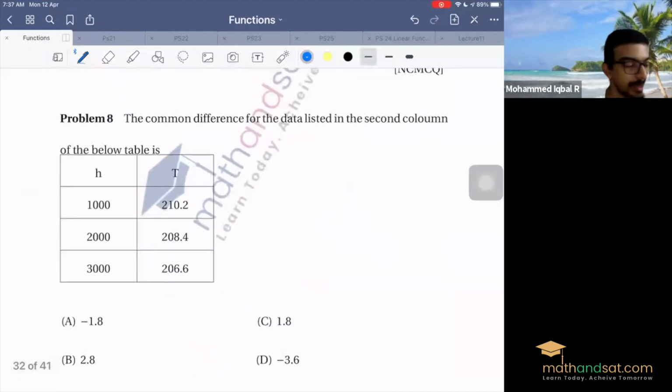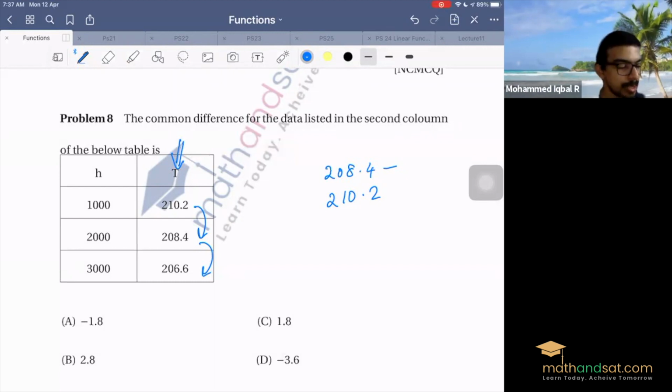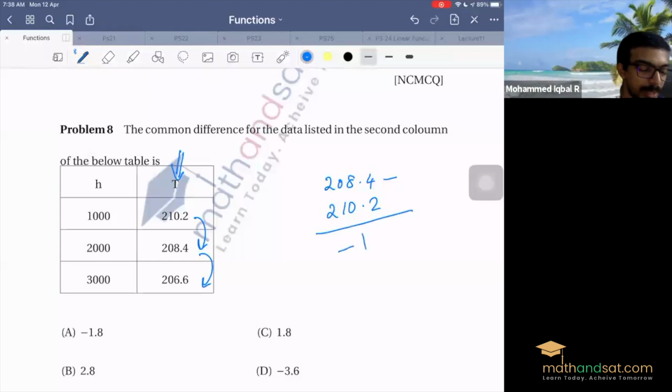So the next question. The common difference for the data listed in the second column of the below table is. Again, there is a table of numbers. You have to look at the second column only, and find the common difference. So the common difference will be 208.4 minus 210.2. Just subtract this. The answer will come out as minus 1.8, right? Negative 1.8.